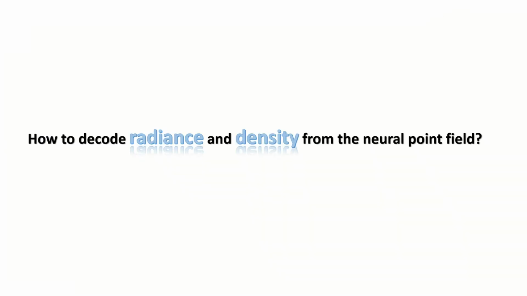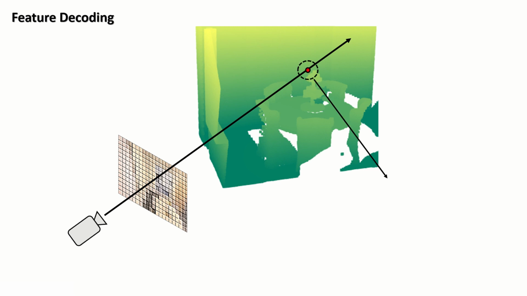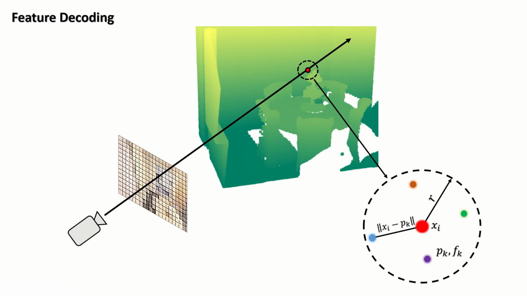Next, how to decode radiance and density from our neural point field. We divide an image into small patches and incrementally project each central pixel of every patch to its corresponding 3D location. To acquire features anchored on 3D points, a 2D image is fed into an untrained single-layer convolutional neural network. For each sample point we can decode the radiance and density from its neighbor features.